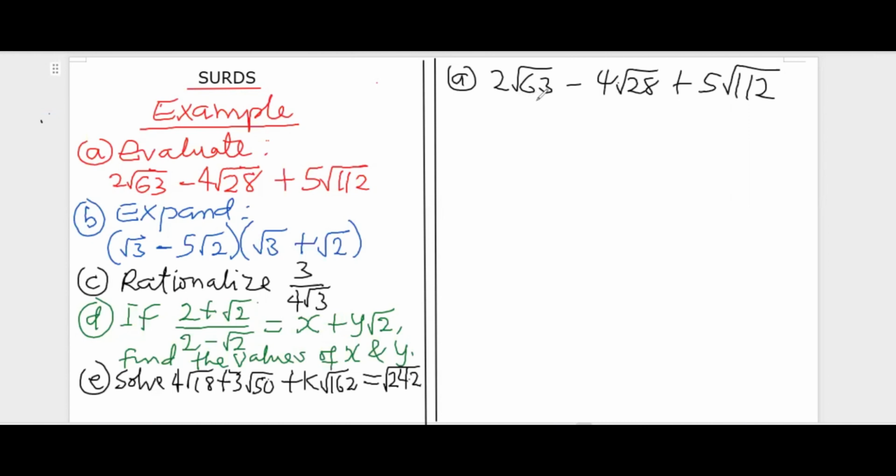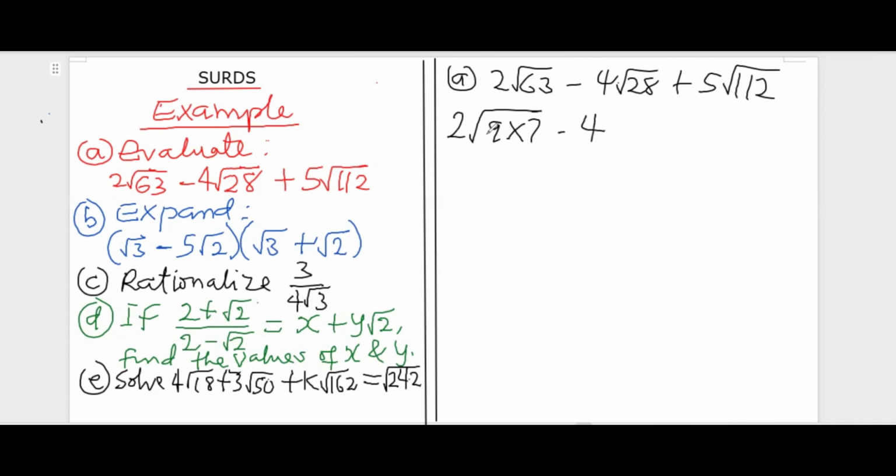So this 63 here, let me check. 63 divided by 3 will give me 21, divided by another 3 gives 7. That means I can have 9 times 7 as 63. So this one will give us 2 into root 9 times 7. The essence is that 9 is a perfect square. Square root of 9 is 3, so we'll later bring it out.